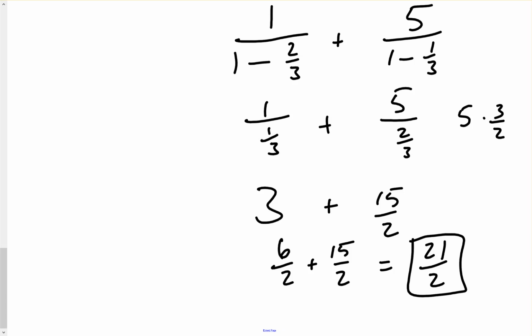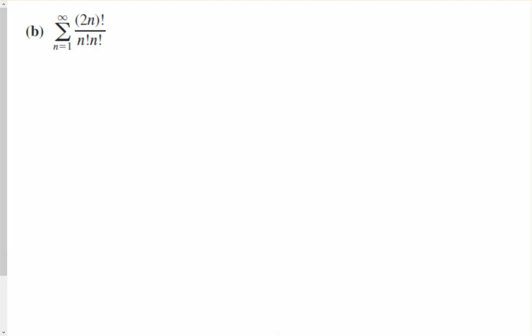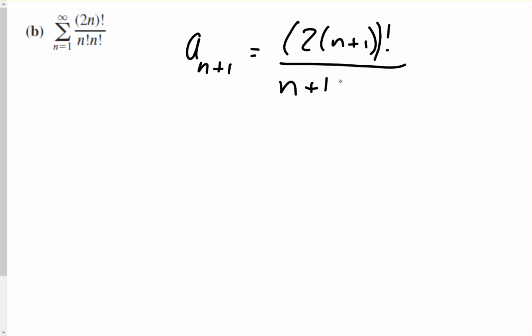Okay, let's take a look at another example. Okay, we have factorials. So we have (2n) factorial over n factorial times n factorial. Okay, so if that's the case, let's first get our a_(n+1) term. So for the n plus 1 term, we would have (2(n+1)) factorial. And then for our denominators, we would have n plus 1 factorial, n plus 1 factorial.